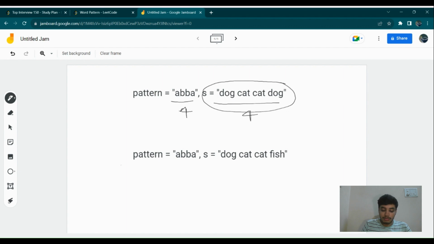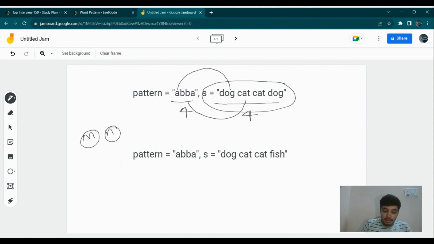Now let's think about the approach by which we can check if it is a pattern or not. What we can do is take two maps. First is M and second is N. The reason we are taking two maps is that we have to map a unique character with a unique string. That means a unique character must be mapped to a unique string, and a unique string must be mapped to a unique character.